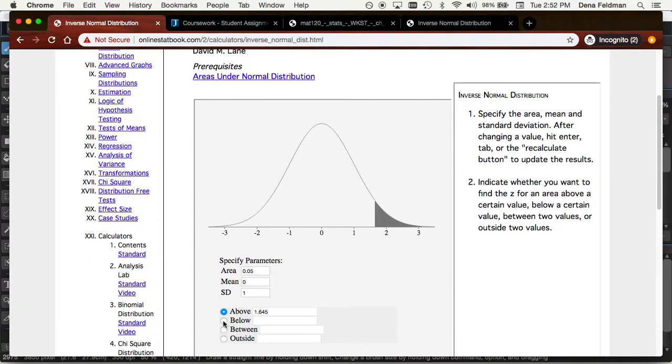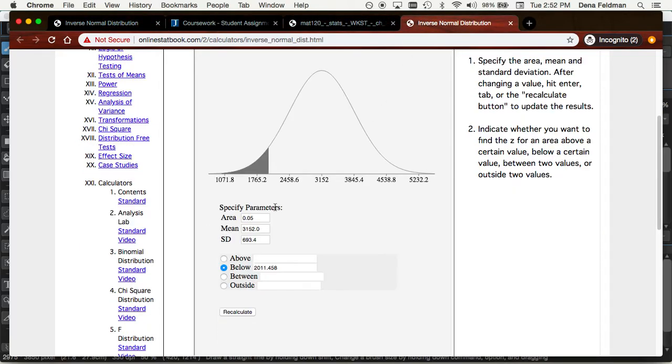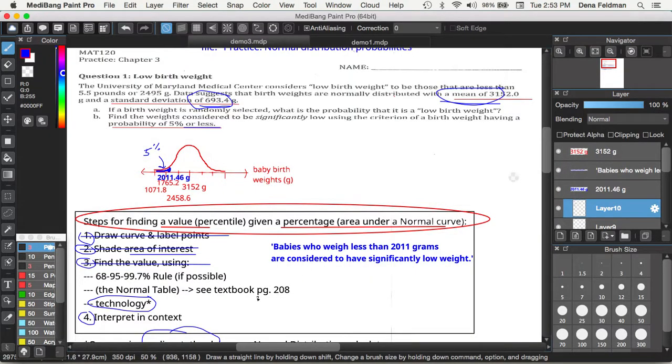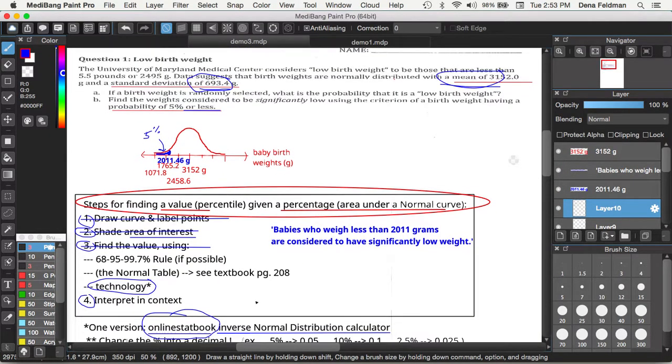and then I have to select the circle that is showing the area below. And then your answer will be in here. Below, when I've selected a mean and a standard deviation, with 5% of the babies separated out, the answer is 2011. So those are the steps. This is one online calculator, and we've come up with an answer for this question.